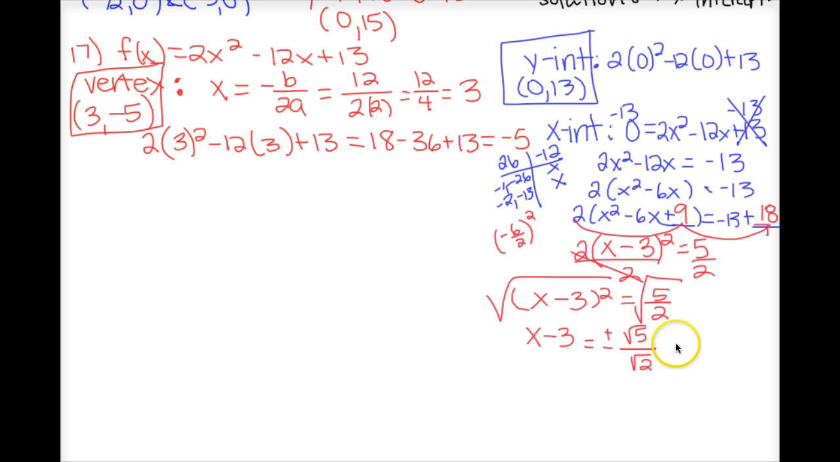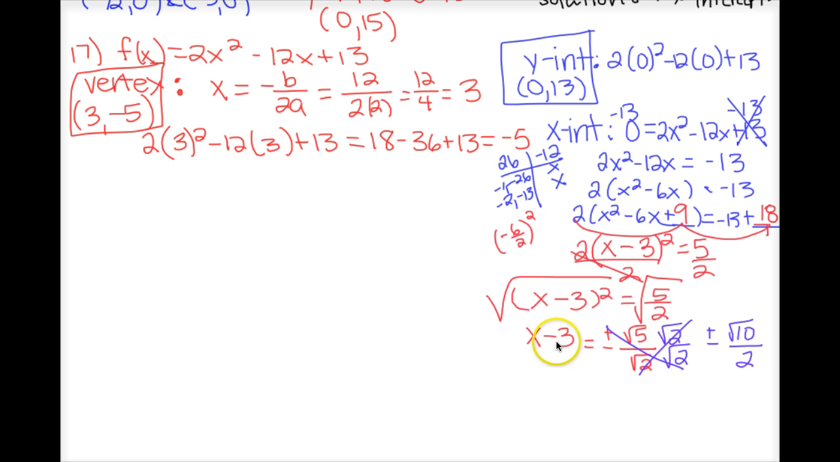I can't leave it like that. No radicals in the denominator. So I need to rationalize by multiplying top and bottom by radical 2. So this is going to change to plus and minus radical 10 over a plain 2 once it's rationalized. So I can kind of cross this guy out. This is what I have now on the right side.